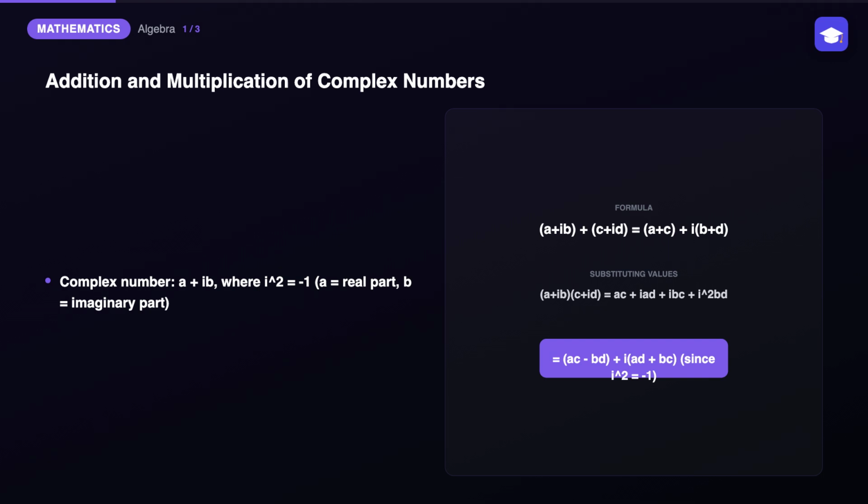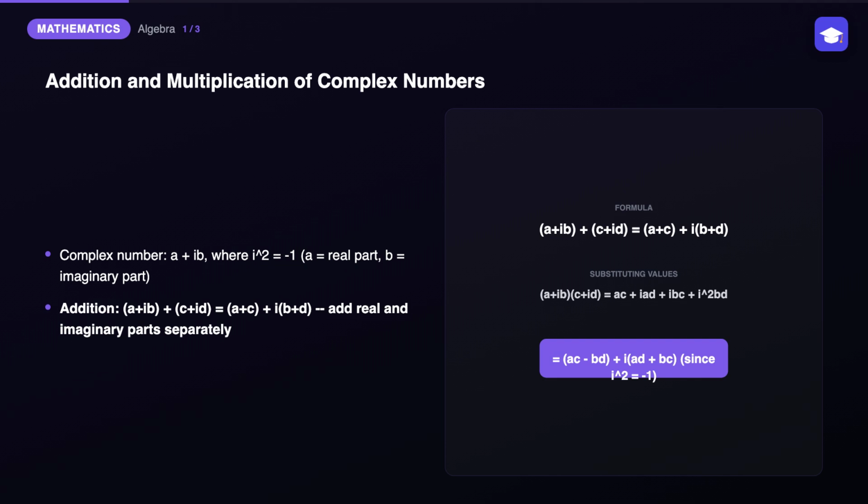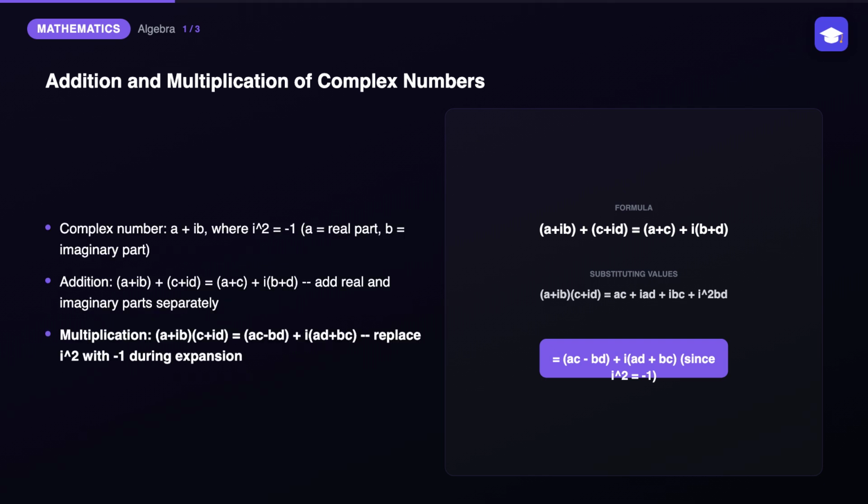Addition of two complex numbers a plus ib and c plus id simply proceeds component-wise. Add the real parts together, and separately, add the imaginary parts together, giving a plus c plus i times b plus d. Multiplication genuinely follows the ordinary distributive law from regular algebra, but with one critical extra step.